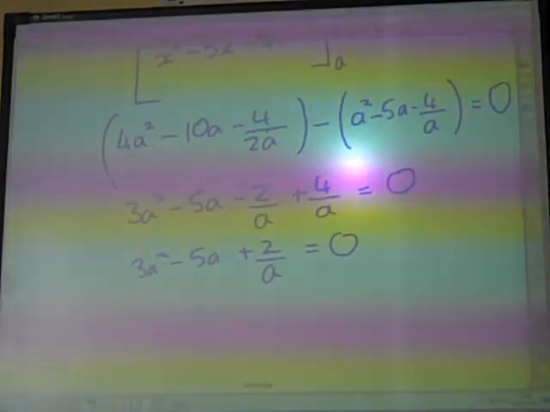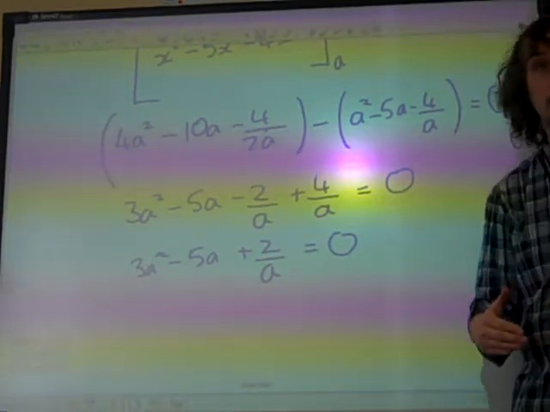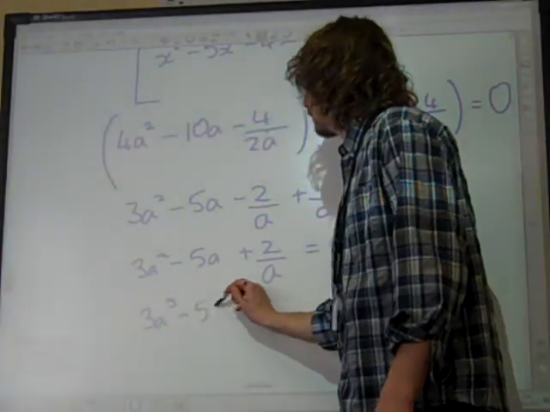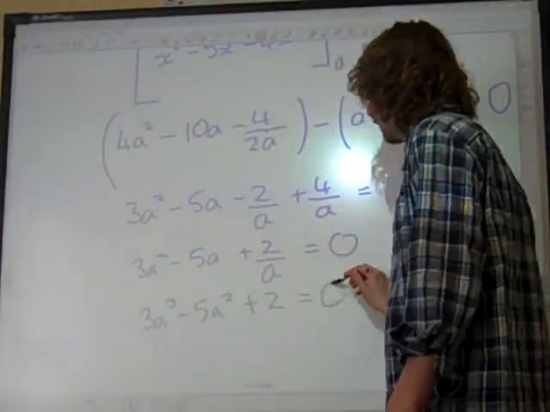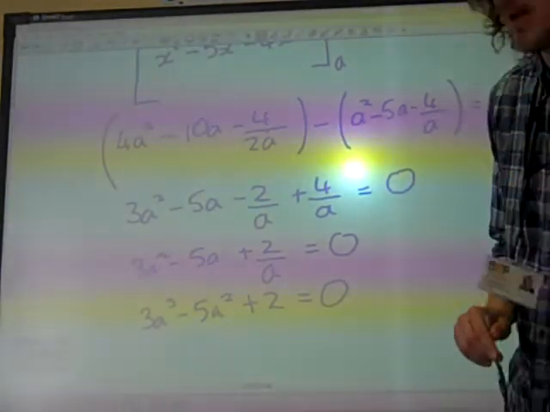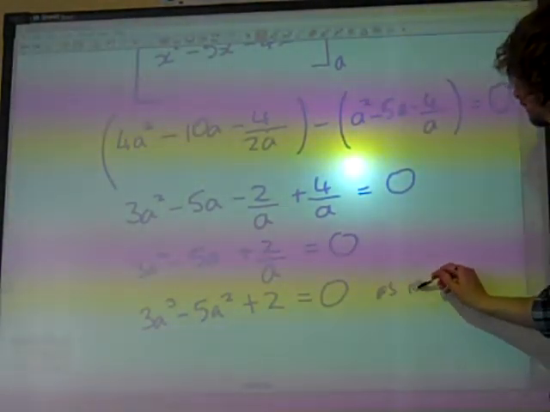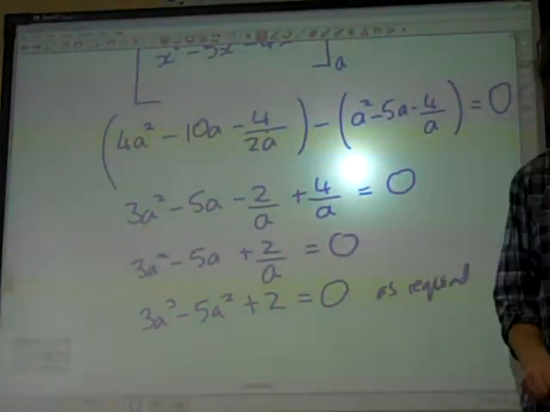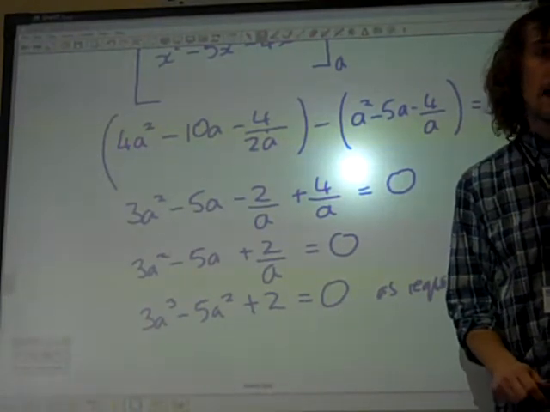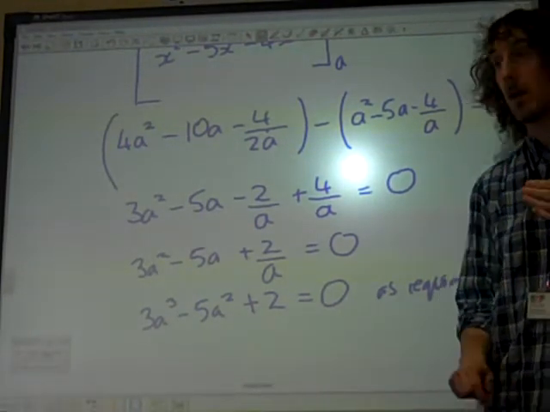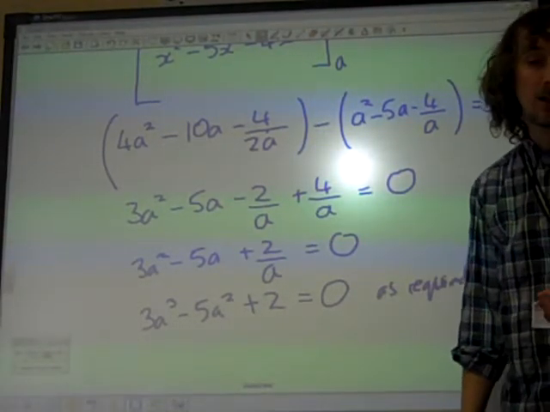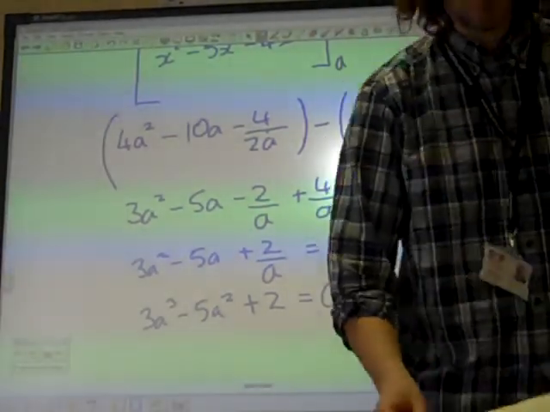Are you alright, Henry? With that? Yeah. We've got an a on the bottom of this fraction, so what we're going to do is times everything by a: 3a cubed minus 5a squared plus 2 is 0. That's what we were supposed to be getting. Yay, great news. As I said, it was really nice to see how many of you, even though something had gone wrong in here, persevered and used the quoted equation in part 2.